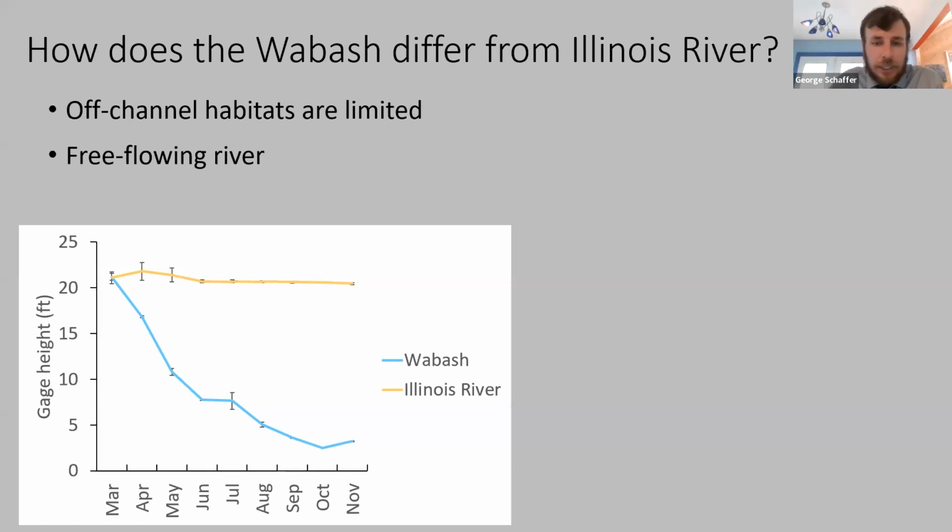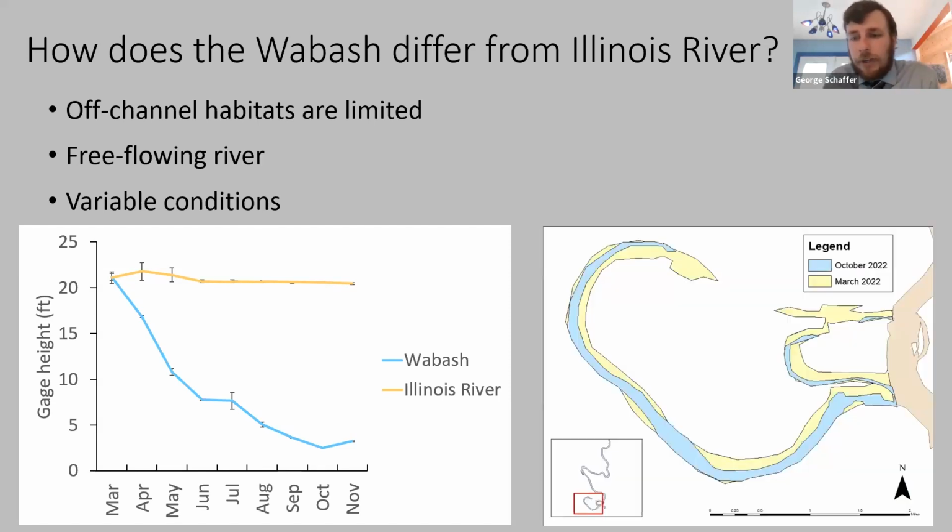And through this instability in the Wabash, it leads to changes in gauge height. It allows for variable conditions that might allow for areas to become inundated or uninundated with water throughout the year. And that's what this figure on the right is showing. So the yellow polygon represents the area inundated by water in March, whereas the blue polygon represents the area inundated by water in October. So what we see from this figure is that area available to aquatic organisms within the Wabash could increase or decrease depending on the time of the year and gauge height.